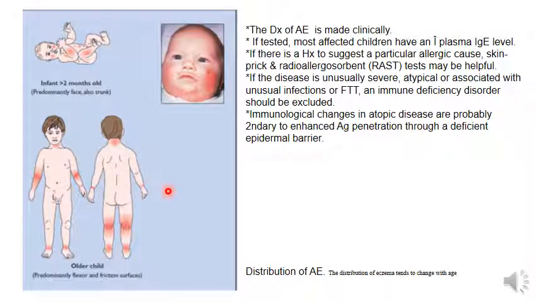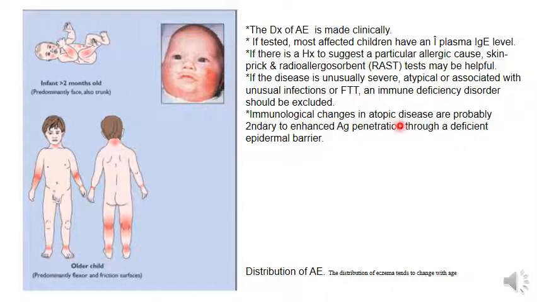Here you see distribution, as I showed in previous slides, depending on the age of the child. So the diagnosis of atopic eczema is made clinically. If tested, most of the children have an elevated plasma IgE level. If there is a history to suggest a particular allergic cause, skin prick or radioallergosorbent assay test may be helpful. If the disease is unusually severe, atypical, or associated with unusual infection or failure to thrive, an immune deficiency disorder should be excluded, especially if there is any other association with this problem.